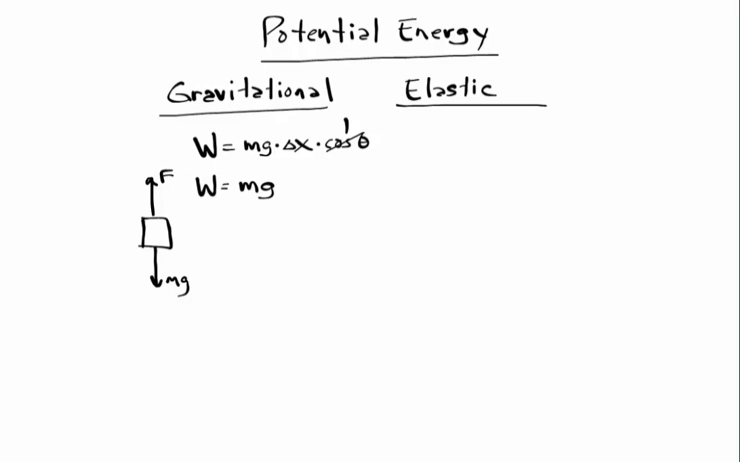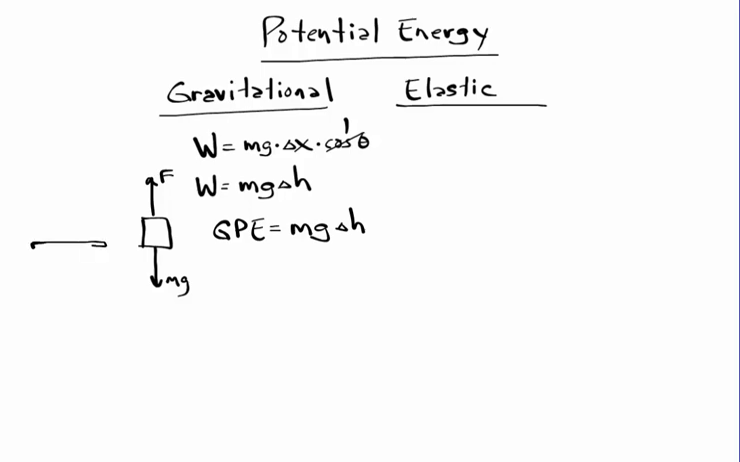Now the delta x is a vertical lift, so I'm just going to call that the change in height. This becomes the definition of what we call GPE, which is gravitational potential energy. What's important about this is that the potential energy that an object has is measured from a place that we determine to be 0.